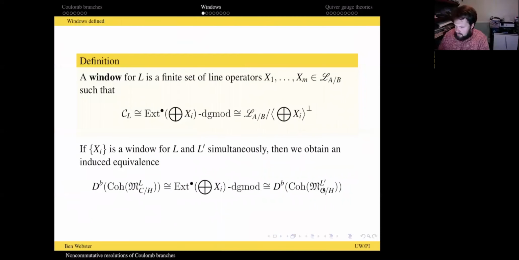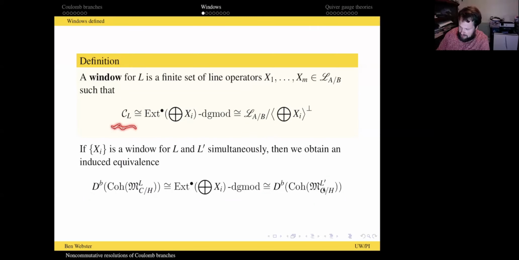All right, so I have this copy of coherent sheaves on the resolution inside my category of line operators. And given any other set of line operators, I can ask, when I mod out by the perp to those guys, which is really the same as taking the Ext algebra of the sum of these guys and taking DG modules over that. So essentially I'm looking at, given these line operators, how much of the line operator category do I see? I just throw out anything that doesn't have any interesting Ext with those guys.